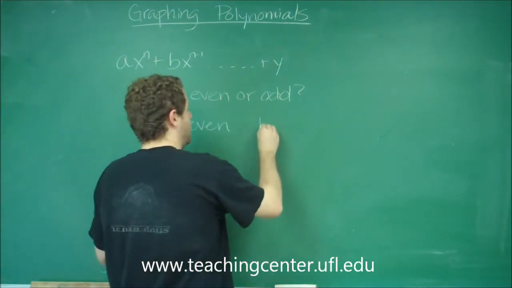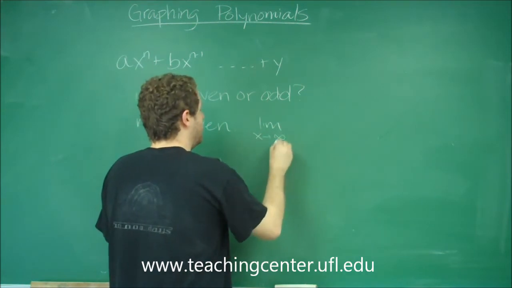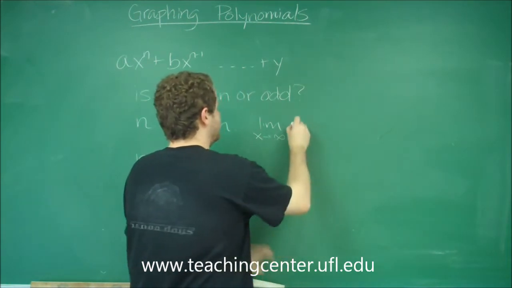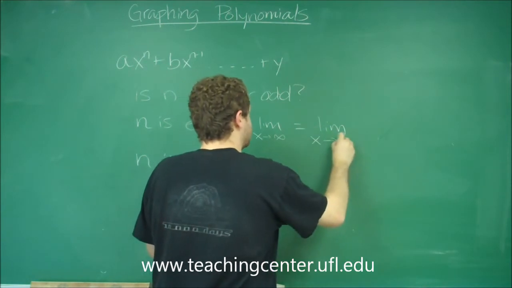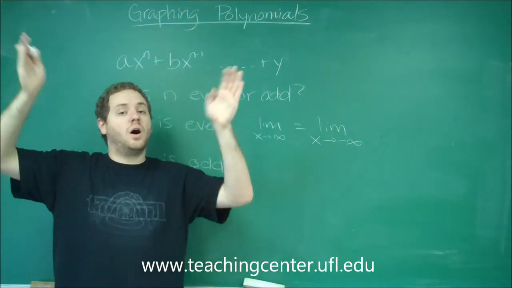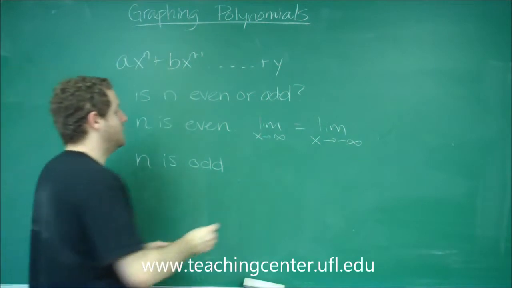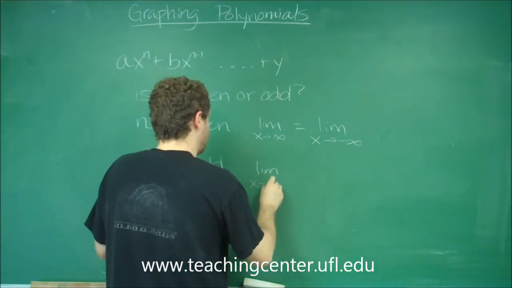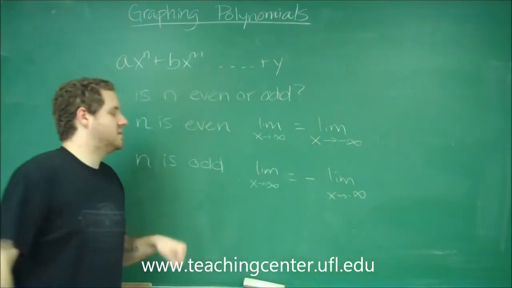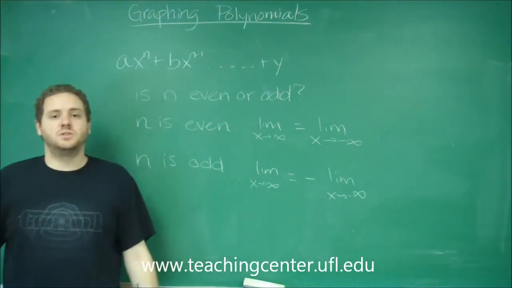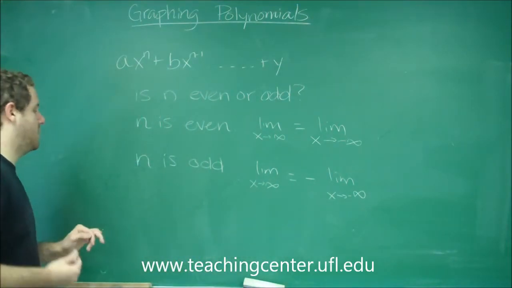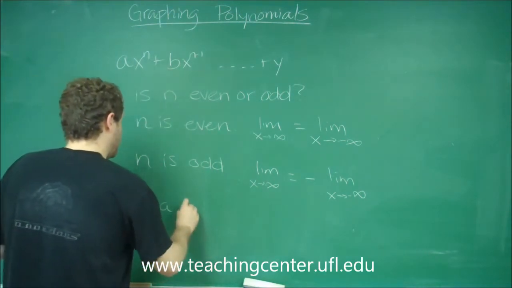So the limit as x goes to infinity, actually let me rewrite that. The limit as x goes to infinity is equal to the limit as x goes to negative infinity. You can see this on a graph by saying the end behavior of the polynomial either goes both up or both down. If n is odd, then these two are always the opposite. So the limit as x goes to infinity is the opposite of the limit as x goes to negative infinity. So either it goes down to the left and up to the right, or up to the left and down to the right.